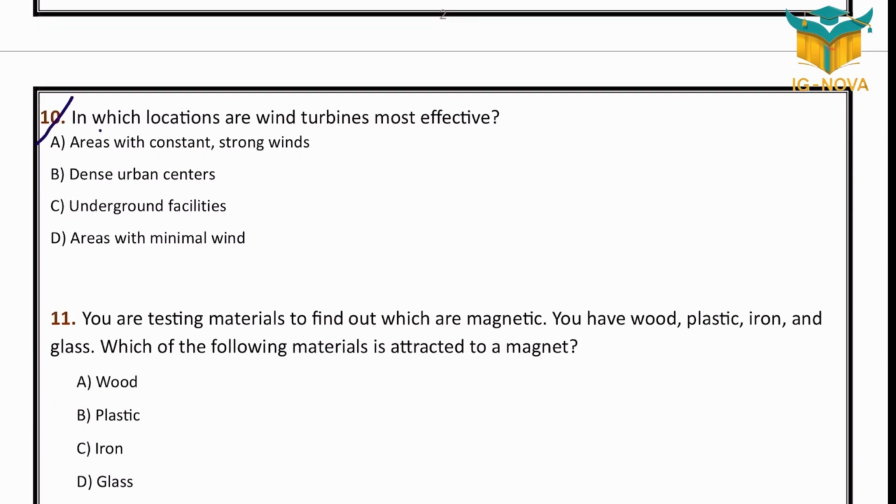Question 10. In which location are wind turbines most effective? Wind turbines are most effective in areas with constant strong winds. Yeah, this is one of the requirements to locate our wind turbines.